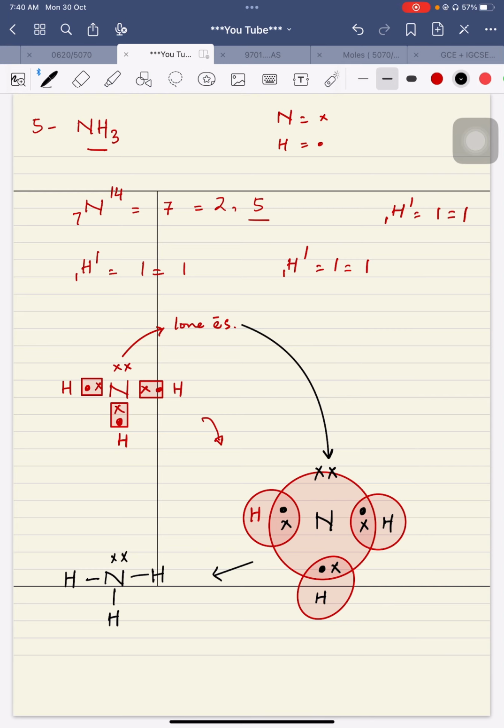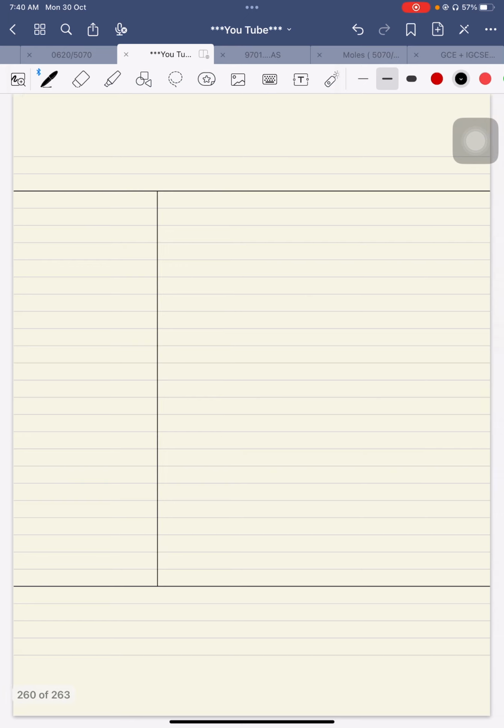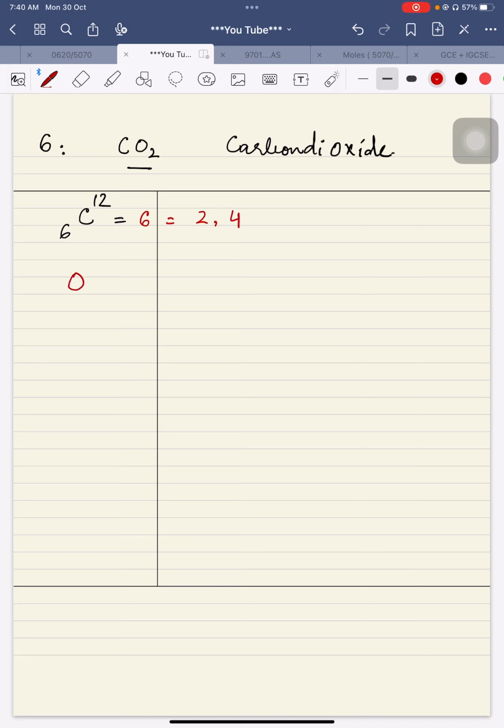Now I'm changing the page to the next board, and this is number 6, which will be CO2, carbon dioxide. It has carbon, which has atomic number 6. What is the electronic configuration? 2 4. What about oxygen?